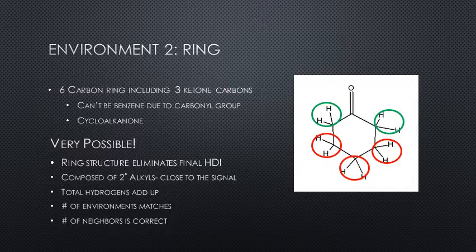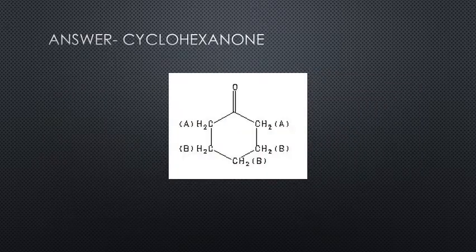So for each green environment, it only has 1 red neighbor. But the whole red groups, which are all together, have 2 green neighbors next to them. So you'll see all that adds up very nicely. And so if this were true to be our structure, it would be called cyclohexanone. And so you'll wonder, is this what we have? And the answer is yes, the structure is cyclohexanone.